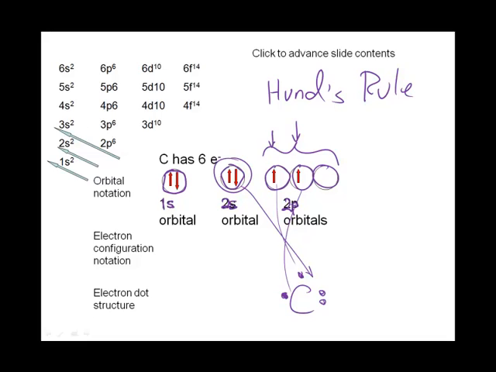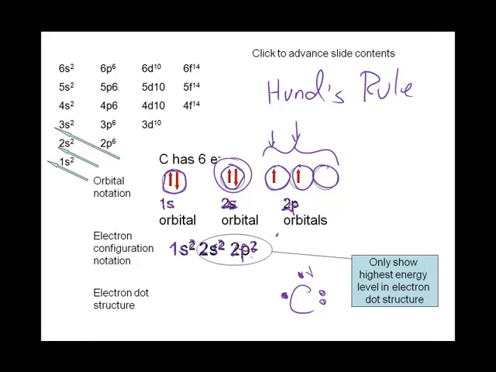The electron configuration notation for carbon is just going to be 1s2, 2s2, 2p6. Did I say 2p6? 2p2, because there's only 2 electrons in the 2p, and you have the electron dot structure already, because the electron dot structure only shows the highest energy level electrons.